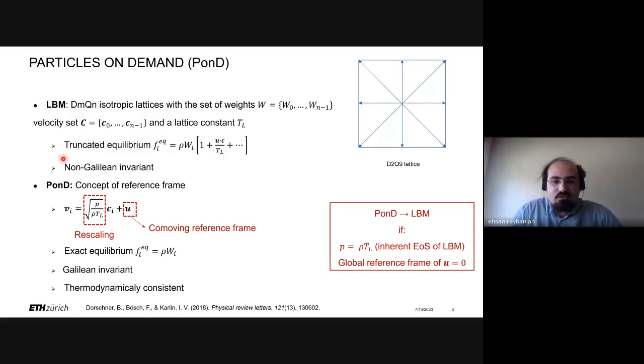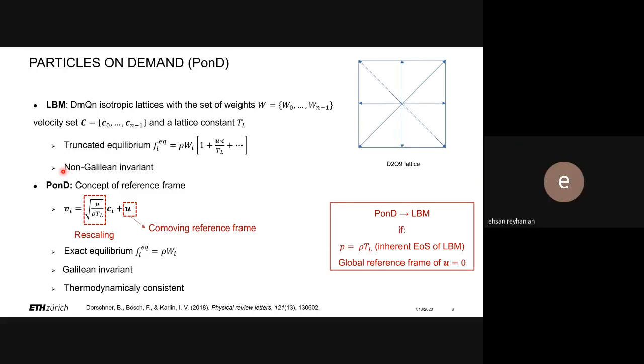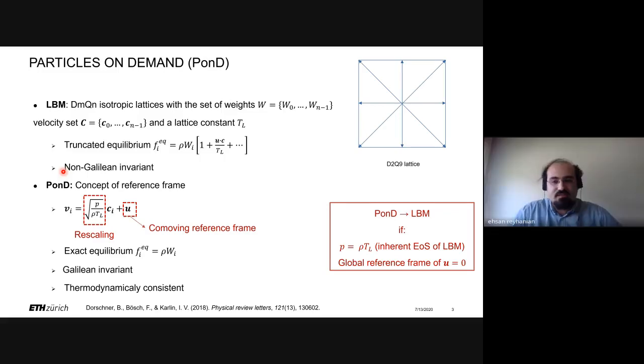This truncated equilibrium function is the main reason that the conventional lattice Boltzmann schemes are not Galilean invariant. Although many attempts have been made to reduce the errors arising from this issue, no full Galilean invariance has been reached. More importantly, these attempts are usually associated with using high-order lattices, which means more expensive computations.